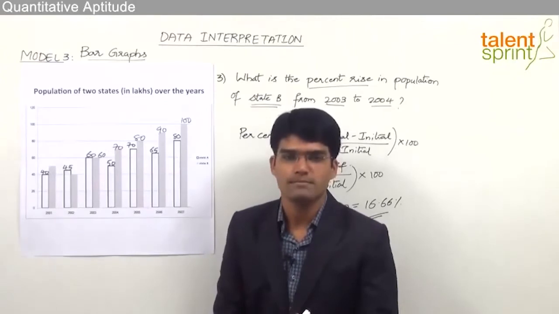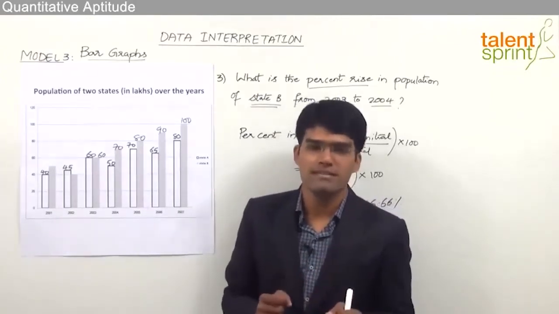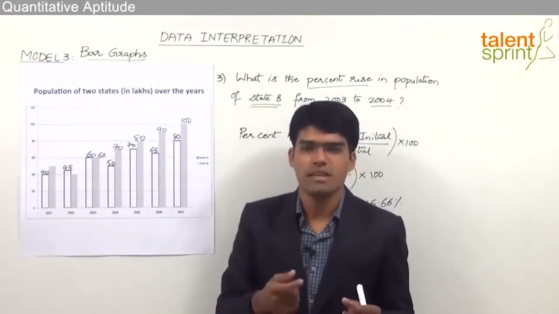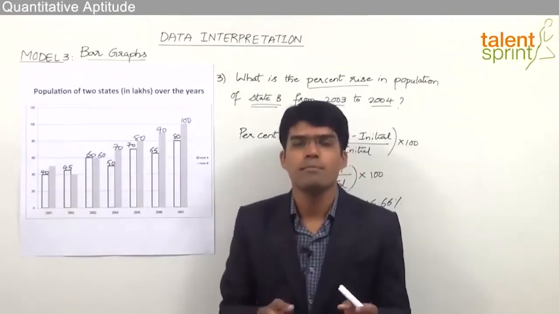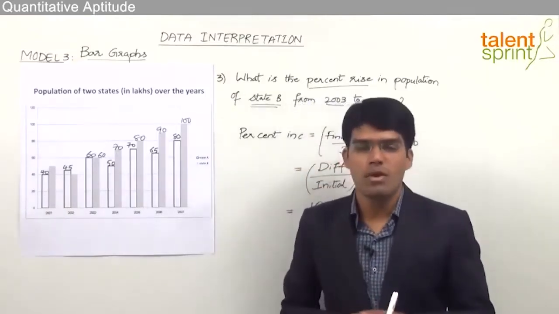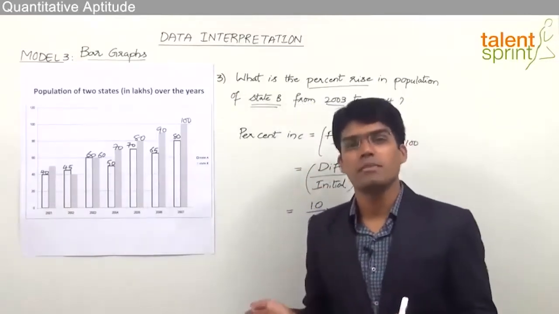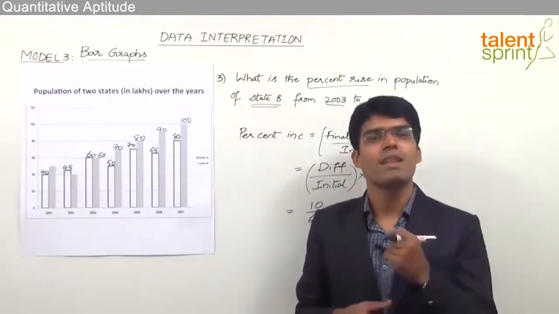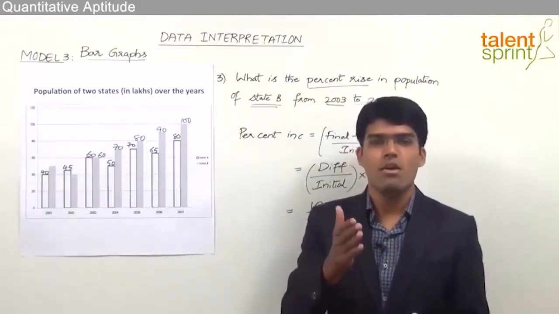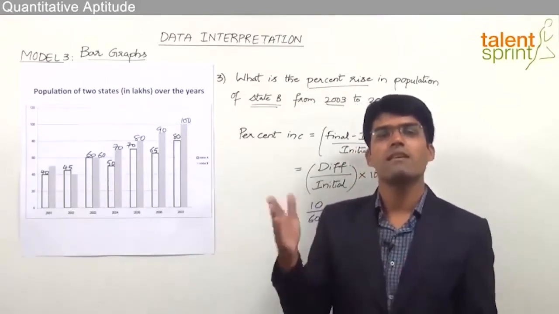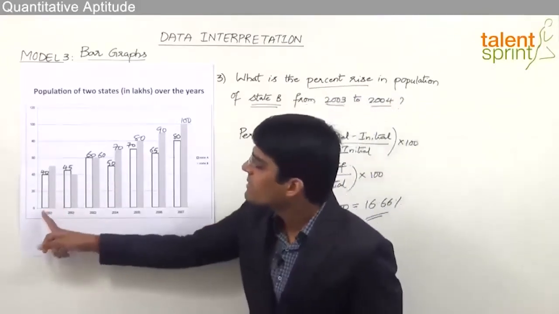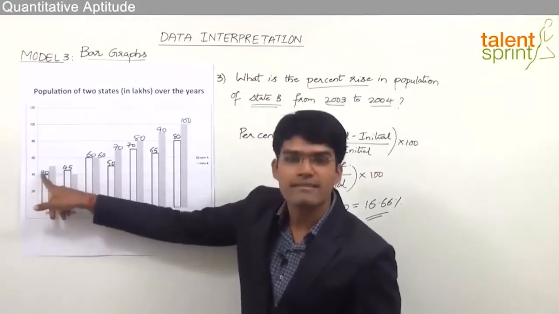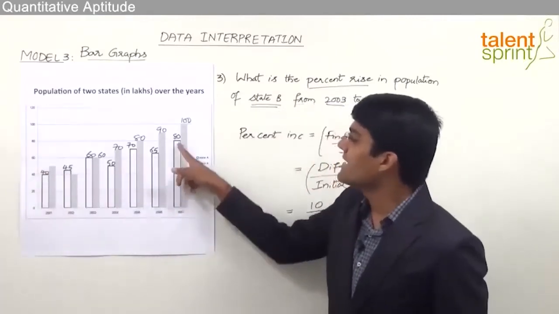Now let us take one example on percentage change of population of a given state over the years. For example, what is the percentage change in the population of state A over the given period or over the years? Now over the years, as we know, should be from first year to last year. So what is the percentage change of population of state A from first year to last year? Now first year the population of state A is 40 lakhs. Last year it is 80 lakhs.